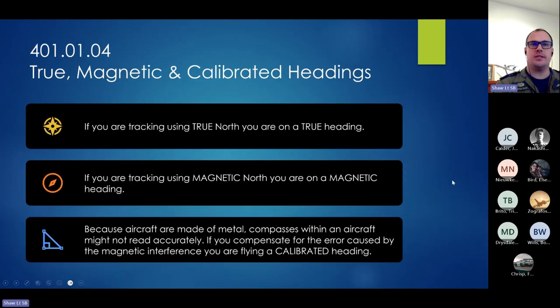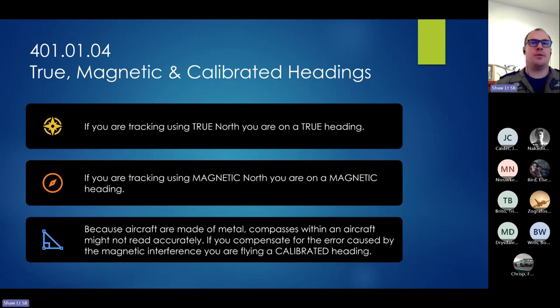Okay, moving on. Because of that, there are a couple of different adjustments that we have to make. If we're tracking using true north, we're using a true heading. If you're tracking using magnetic north, you're on a magnetic heading. And because the aircraft is made of metal, with spinning bits of metal like propellers, and there are electronics as well, they certainly interfere with magnetism and measuring it. Compasses within an aircraft might not read accurately. So if you compensate for the error caused by the magnetic interference, you're flying a calibrated heading.